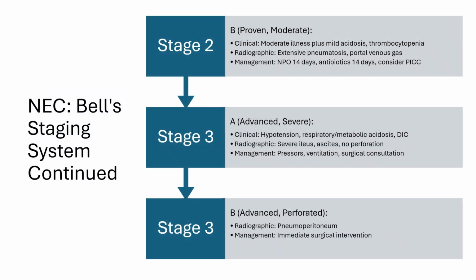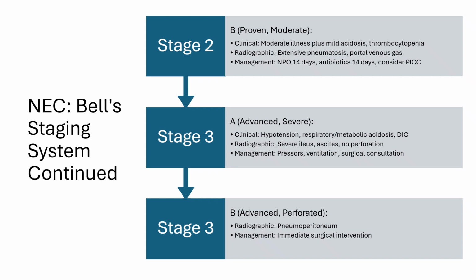Stage 2B indicates systemic toxicity. These infants develop laboratory abnormalities, mild acidosis, and thrombocytopenia, while radiographs show extensive pneumatosis and portal venous gas. Portal venous gas carries ominous significance, indicating bacteria have breached the intestinal barrier and entered the portal circulation. Management becomes more aggressive: NPO for 14 days, extended antibiotic courses, and consideration for PICC line placement for nutrition.